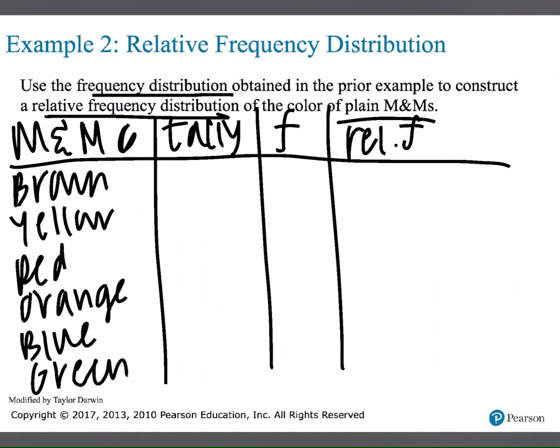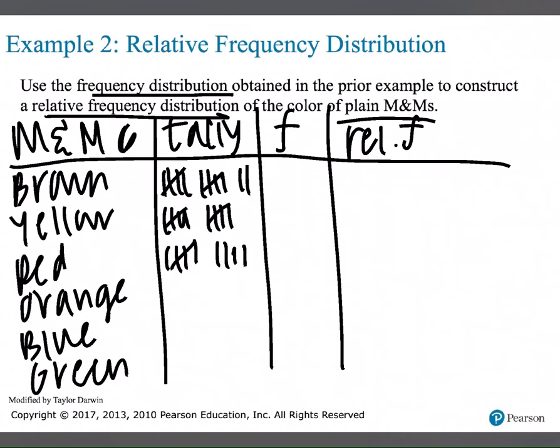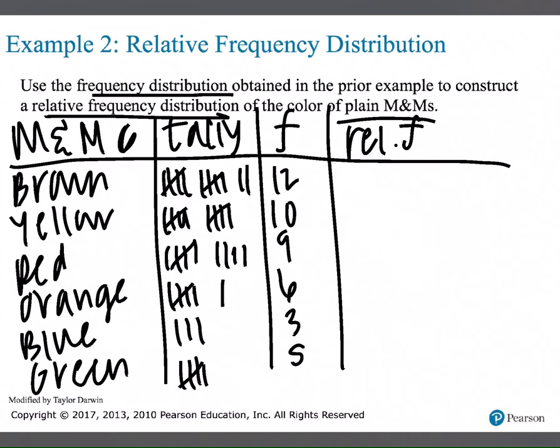And you can, again, this tally column is optional, but let's say I went through and I tallied all the browns and I got 12. And then the yellows I got 10. The reds I got 9. Orange 6. Blue 3. And green 5. So that's when you actually put the numerical value for the frequency. So 12, 10, 9, 6, 3, 5.